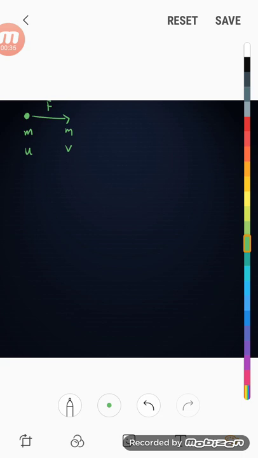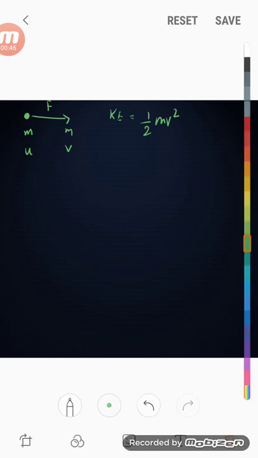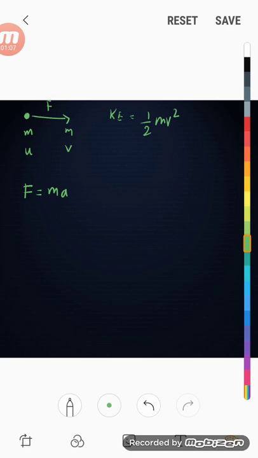So what we have to derive is kinetic energy equals half m v square. Okay, so how to do this? So let's start with the basic formula for force. F equals m into a, force equals mass into acceleration. Okay, and just stay put.